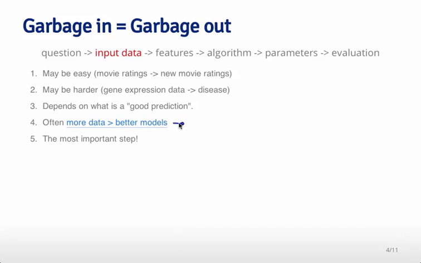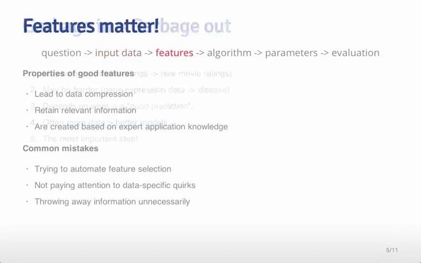This is a link here to a video that talks about the unreasonable effectiveness of data. In other words, getting a lot more data can often beat out getting much better statistical or machine learning models in almost every case. And the most important step in developing a machine learning algorithm after you define a question is collecting the right data, data that's relevant for the question you're trying to answer.